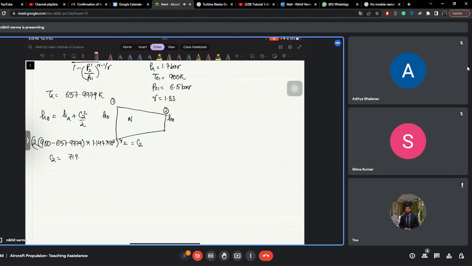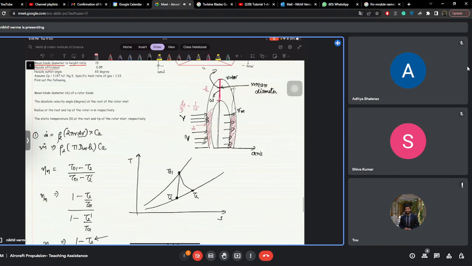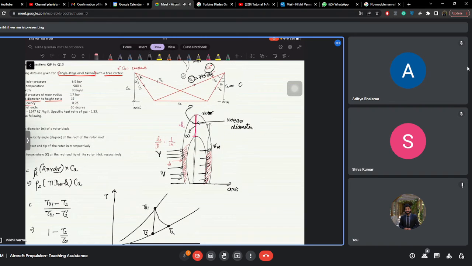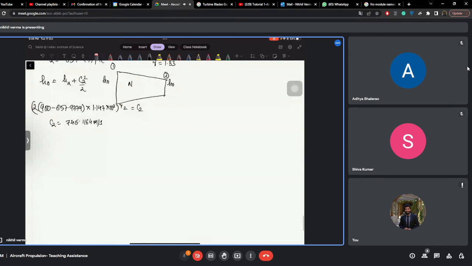If you calculate C2, you will get 745.1164 meter per second. So now you have C2, and you can calculate CA2. CA2 is just C2 cos alpha 1. So CA is 719.7271 meter per second.